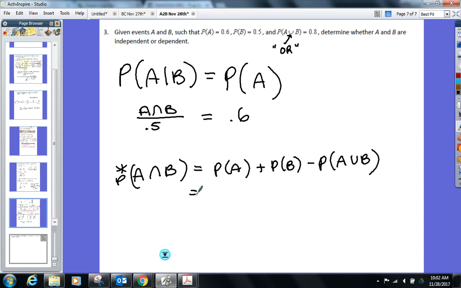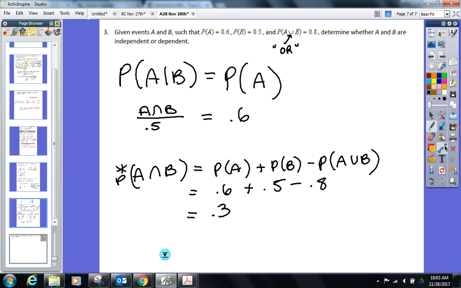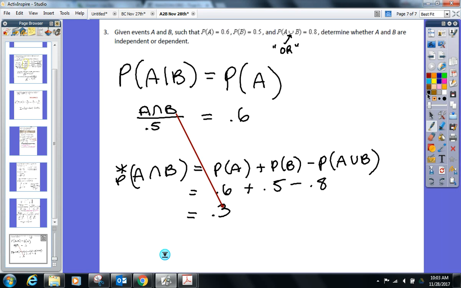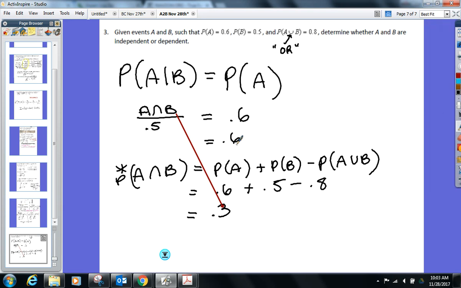Probability of A plus the probability of B minus the probability that A or B happens, 0.8. So what's the probability of both of them happening at the same time? Yep, and that is what I will plug in up top. 0.3 divided by... Yes, Austin. Could you just cross multiply? Like 0.5 times 0.6, and you get 0.3.